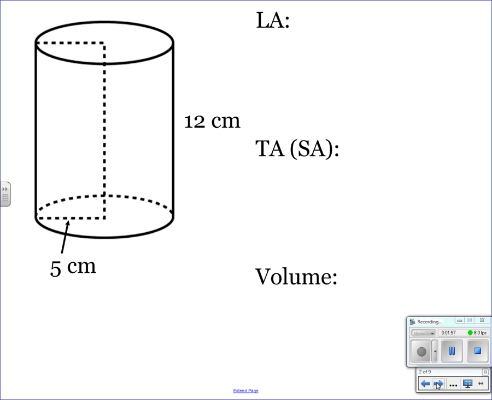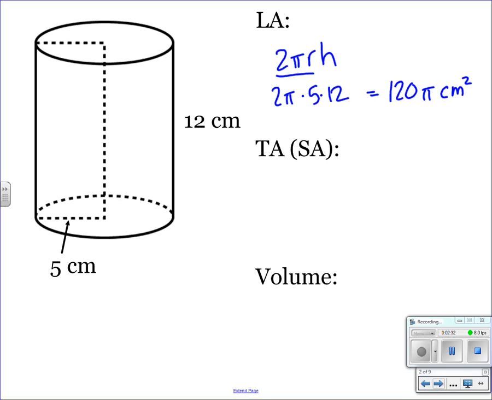Okay. First example, we need to find the lateral area, the total area, or the surface area, and the volume. And let's leave everything in terms of pi. So lateral area is 2 pi r h: perimeter of the base, circumference of the base, times the height. So 2 pi 5 times 12, that's going to be 120 pi square centimeters.